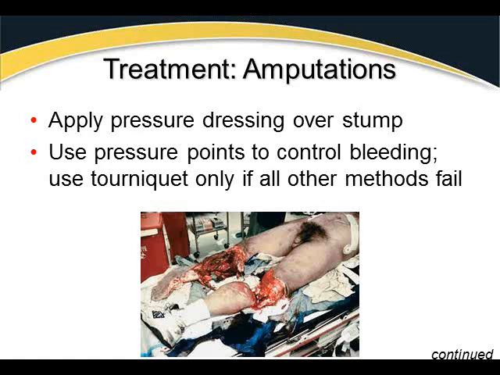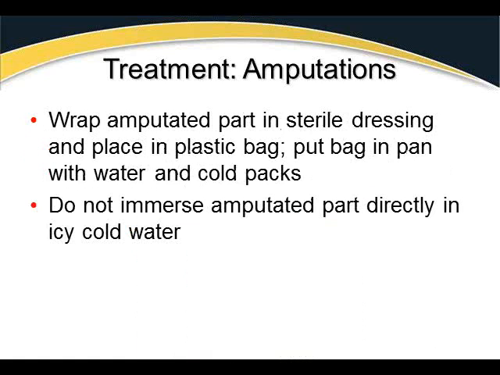Not always. Sometimes these injuries will be so dramatic and severe that it actually will not have a lot of bleeding because it'll cause a lot of spasming. And then pressure points to control bleeding if necessary, but a tourniquet usually is the best method. We're going to wrap that amputated part, so what's detached from the body, in some sterile dressings. Put it in a plastic bag.